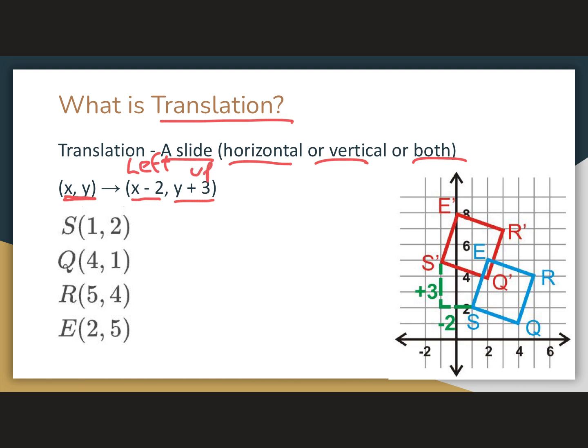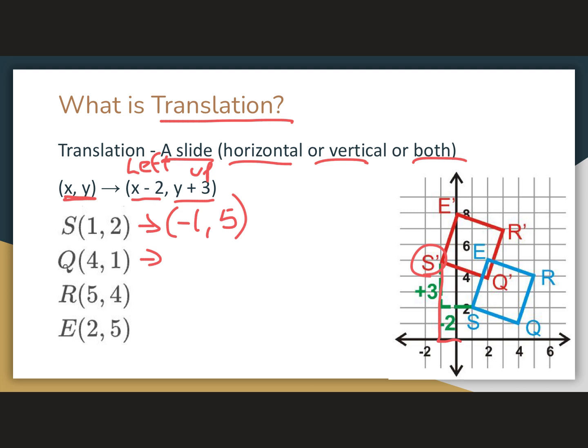So if you look over here at the image right here, you can see that I started out with this blue square, rectangle, quadrilateral of some kind. I've got my original points listed, and we're going to look at what each point is going to move to. So, for each x value, I'm going to subtract 2. For each y value, I'm adding 3. So 1 minus 2 becomes negative 1. 2 plus 3 becomes 5. And if you look, that's where S is at. S is now at (-1, 5).